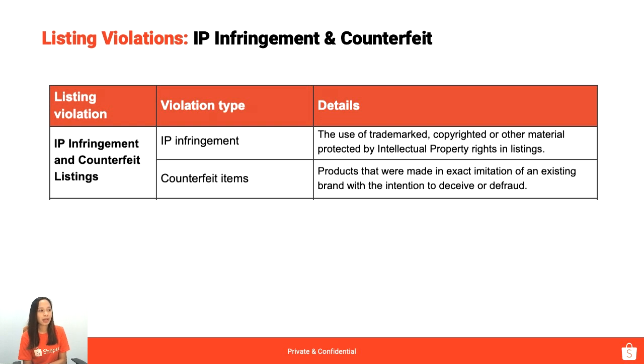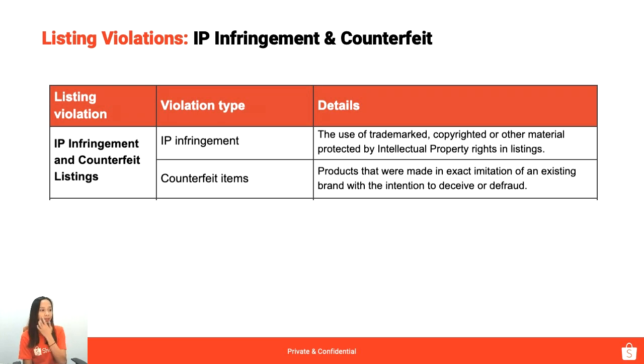So, next type of violation, we have IP infringement or intellectual property infringement and counterfeit listings. So, for IP infringement, it's the use of trademark, copyrighted, or other protected materials by the intellectual property rights in listings. So, later on, marami tayong examples. We also have counterfeit items or products that were made in exact imitation of an existing brand with the intention to deceive or fraud. So basically, itong dalawang to, tumutukoy ito dun sa mga items na hindi naman sa atin or hindi siya yung original na items na available dun sa mga legit sellers.